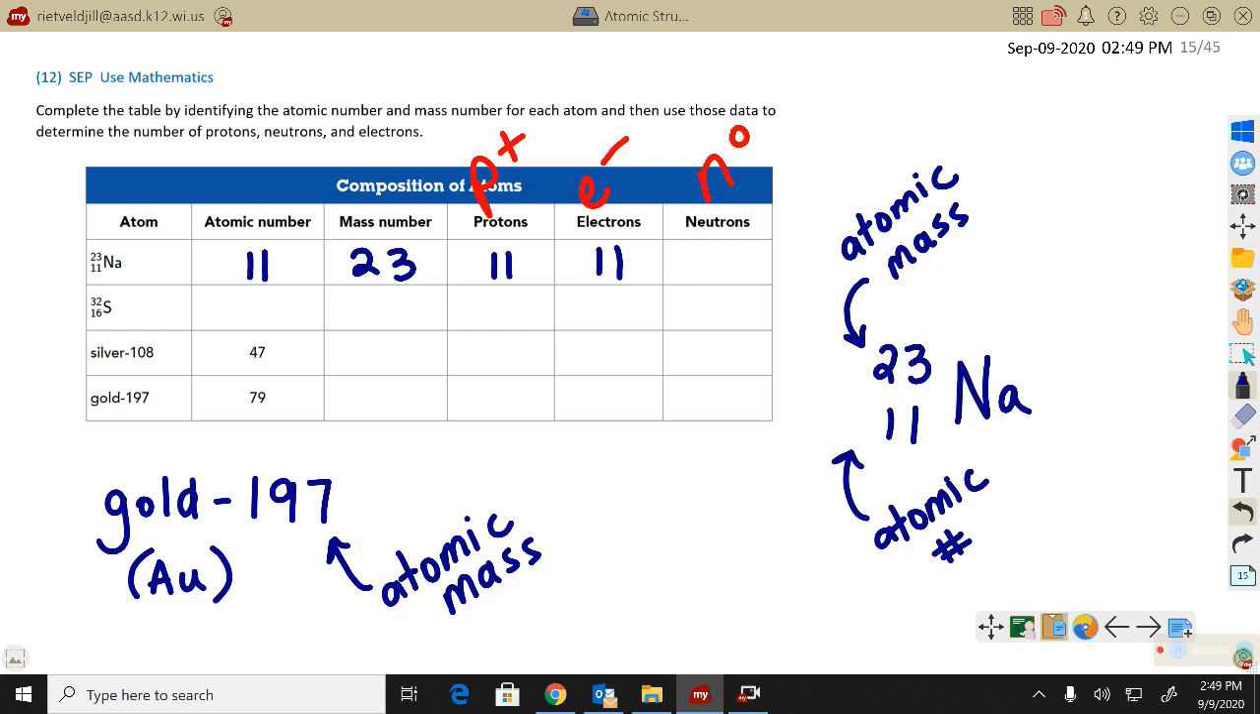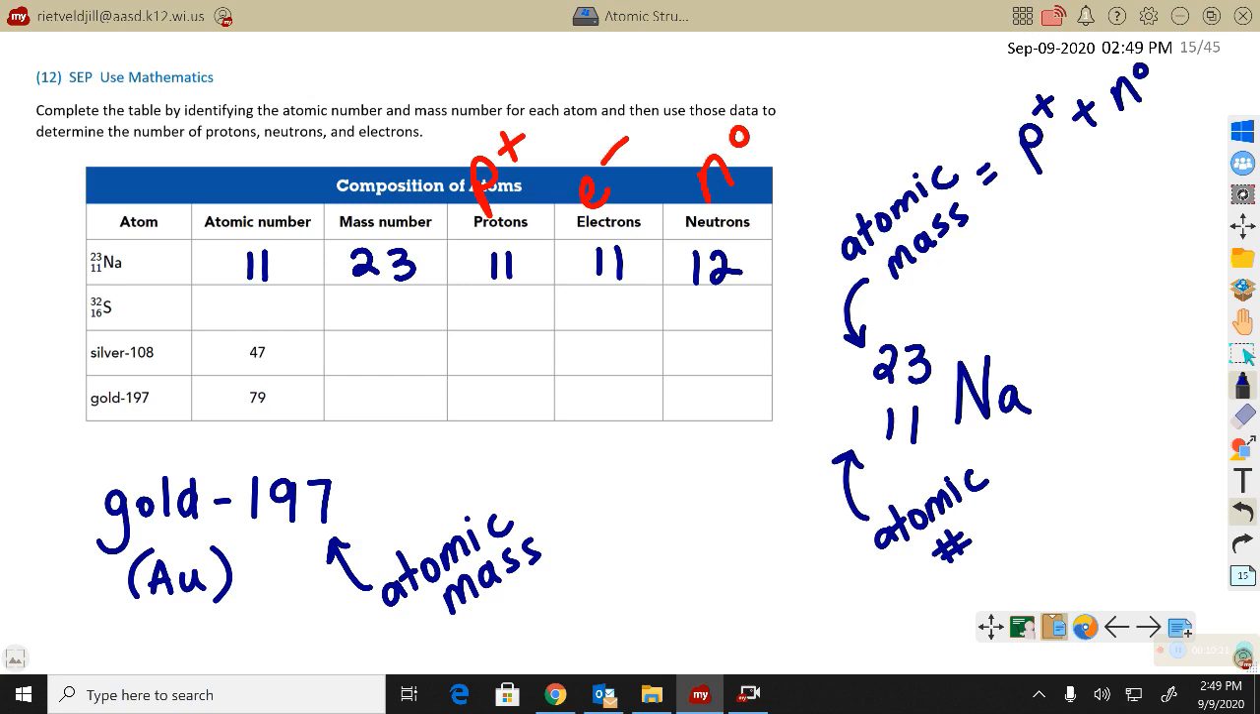And so if I want to find the number of neutrons, I have to remember that the mass is a combination of the protons and neutrons. So if I know there's 11 protons, I just subtract. So we should have a big fat 12. I'm going to mark that in here, the mass, which equals the protons plus the neutrons.